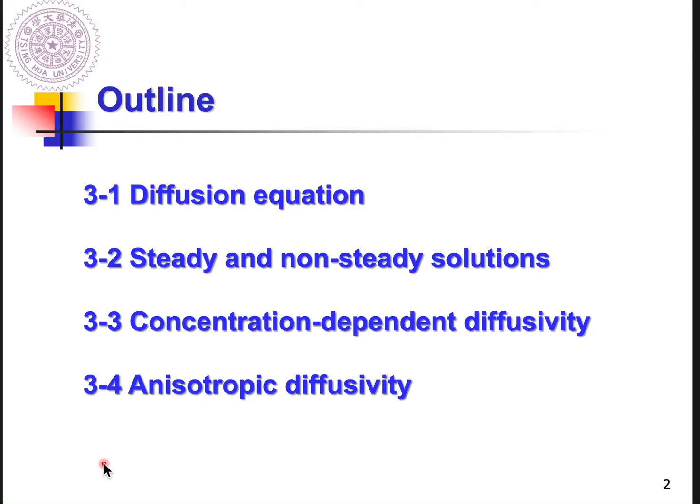Lecture 3 is actually divided into 4 parts. The first one is where we show you the diffusion equation, not only for mass transport but also for heat and charge transport. In the second part, as long as you formulate the diffusion equation, next you need to know the boundary condition, or the situation of your material or your system. Is it a steady state or a non-steady state? So what's the boundary condition?